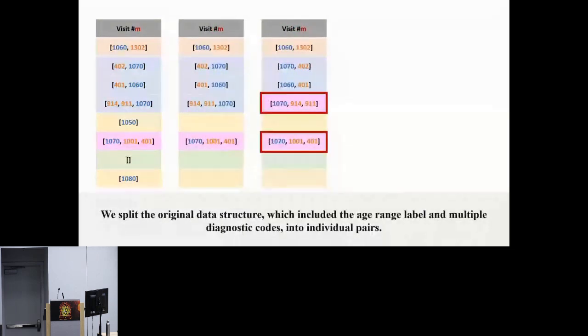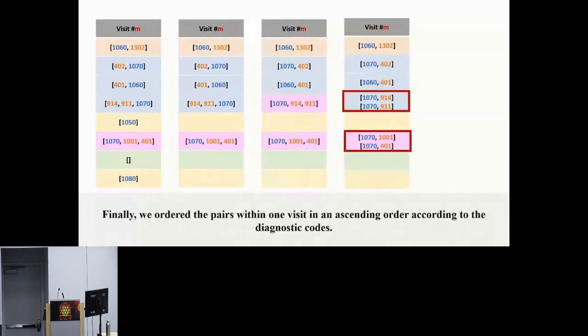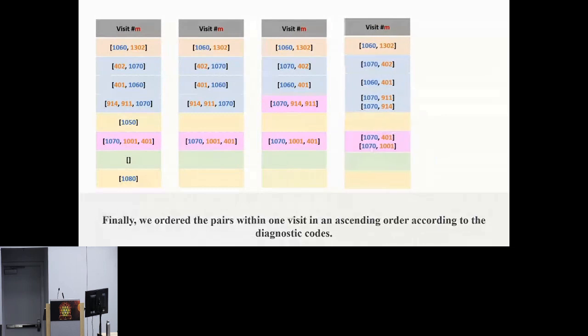Thereafter, we split the original data structure, which included the age range label and multiple diagnosis codes, into individual pairs. Each pair now consists of the age range label paired with one of the diagnostic codes. Finally, we ordered the pairs within one visit in ascending order according to the diagnostic codes.